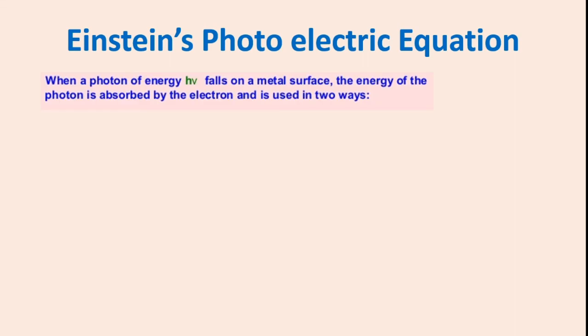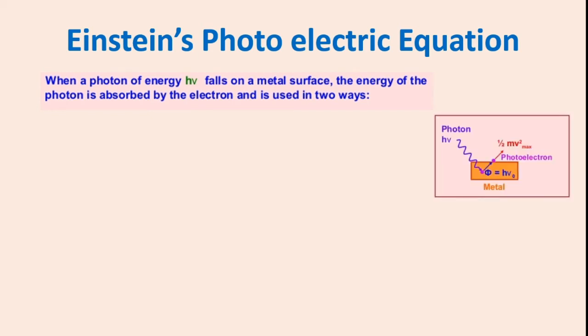When a photon of energy h nu falls on a metal surface, the energy of the photon is absorbed by the electron and is used in two ways. This is the photon incident on the metal surface, and a part of this energy is used to overcome the work function, h nu naught, and the remaining part will be used to give kinetic energy to the photoelectron.